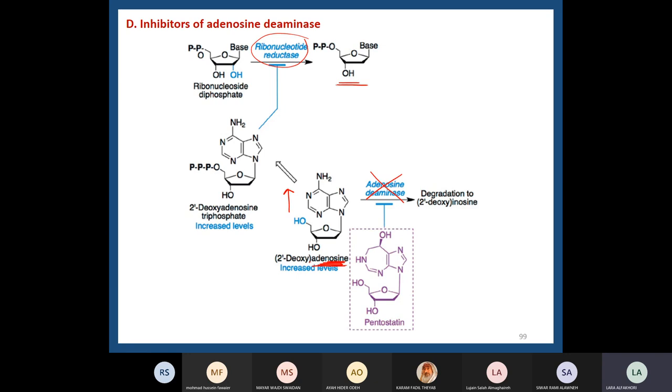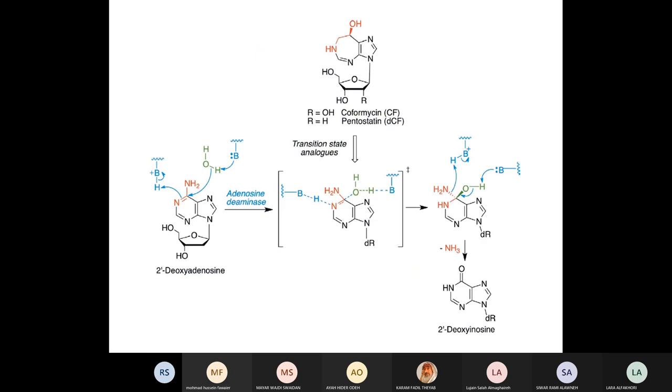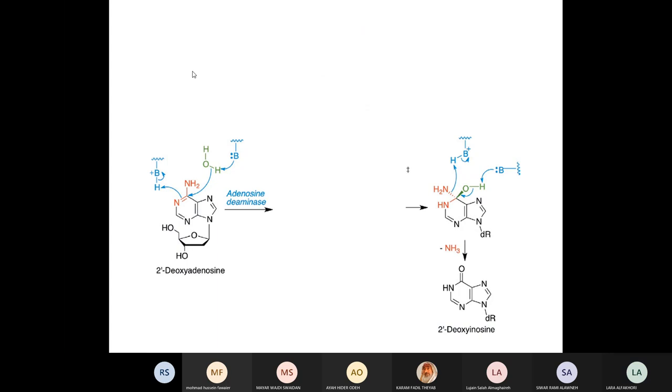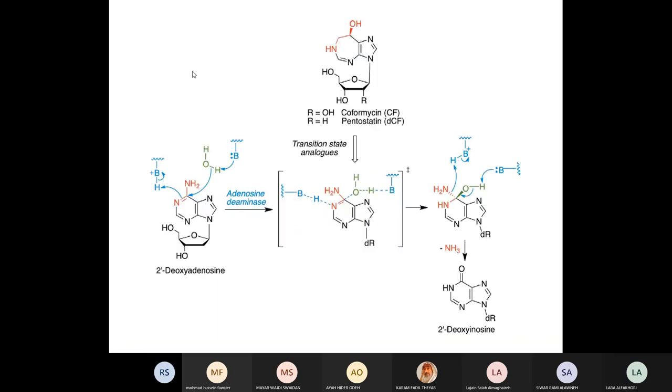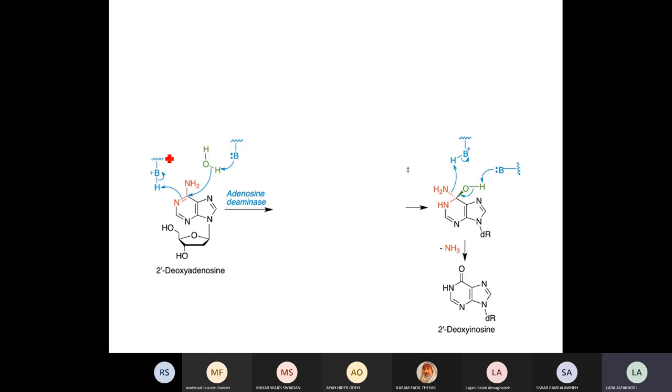يعني الأدينوسين levels لما ترتفع عندي في cells in the form of, let's say, ATP, this will eventually bind to ribonucleotide reductase and inhibit this enzyme from doing its action. Now, to understand, we need to look at what happens inside the active site.